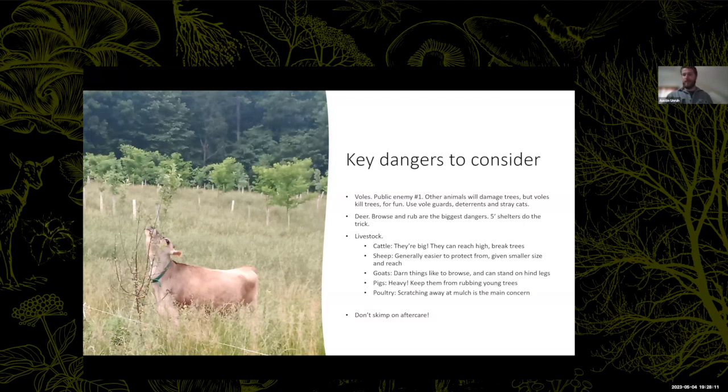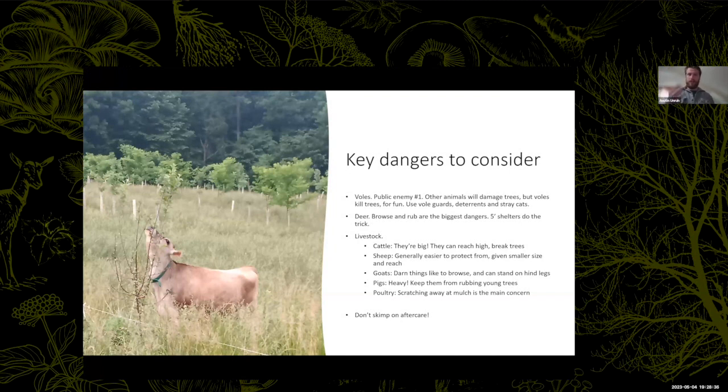And I have some recommendations in my book. If you haven't seen, I do have a book out called The Grazier's Guide to Trees. It is available through our website. There's a lot of resources in the book that we just won't be able to get to here this evening. And then deer, you want a shelter that can protect against browse and against rub.